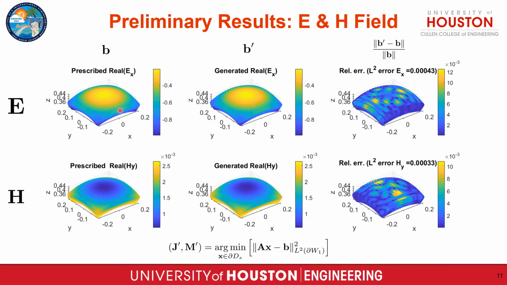If we compare the field patterns, we can find they are almost the same. And we can see the relative error is pretty small. Even though at some regions we can find a big relative error, the overall L2 relative error is on the order of 10 to the minus 4. It's pretty small, which means our method can achieve very good control.